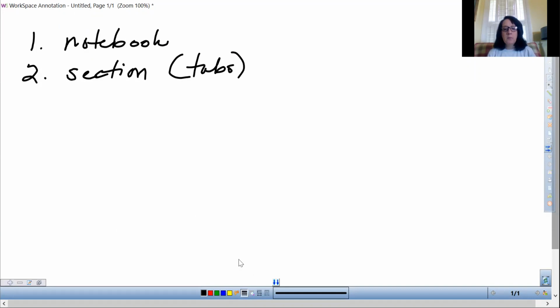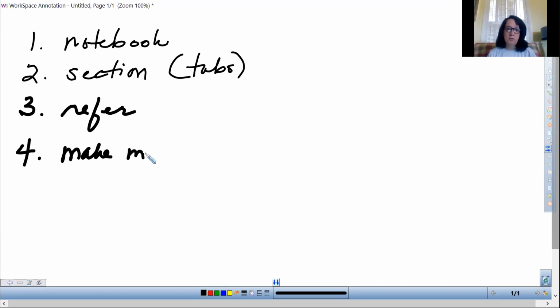Once you get your notebook sectioned off with tabs, that's going to make it easier for you to keep things in order, because if it's open book and open note, you can always refer to things you already have in your notebook once you get started with the test, because you're not going to be able to Google and it's going to be really hard to find things in your book. So for whatever we go over, I would go ahead and make my own notes.